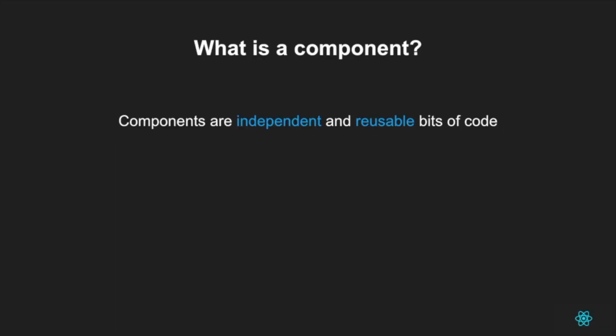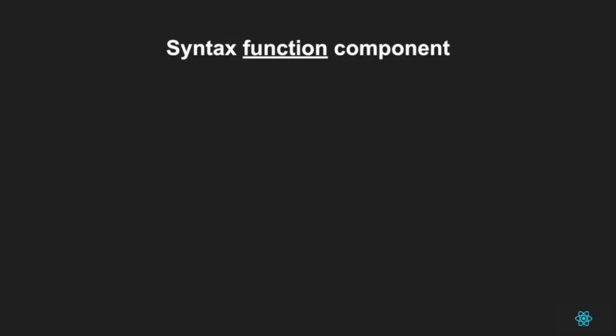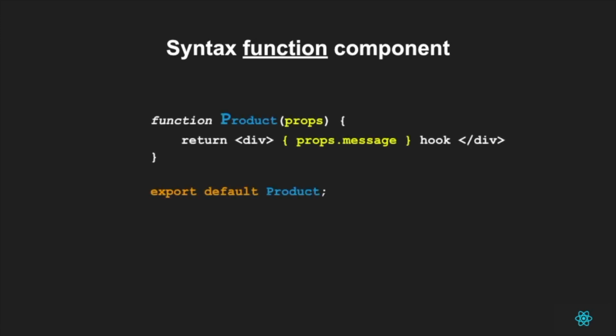What is a component? You can say it's independent, reusable bits of code. You can also say a component is nothing more than a function which receives data, does some logic, and returns a view or HTML. How do we do that in React? In React we have function components. It's nothing more than a function with a name, which always starts with a capital letter, receives data, properties, and returns a view.